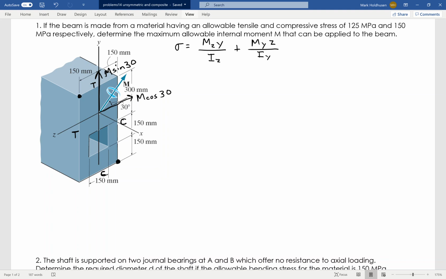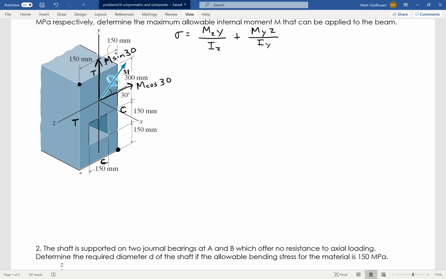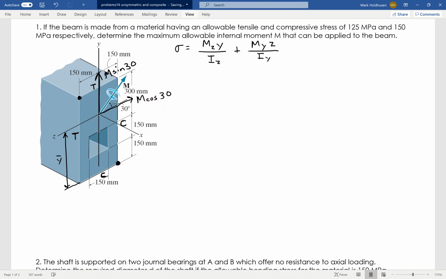So the y-axis is actually in the neutral axis. I need to find where the neutral axis is, and this is where I'm going to start. So I'm going to find y bar, which is the centroid. To find y bar, I've just got a big rectangle and a small square, and they're subtracted off.